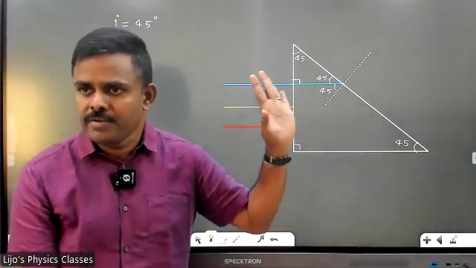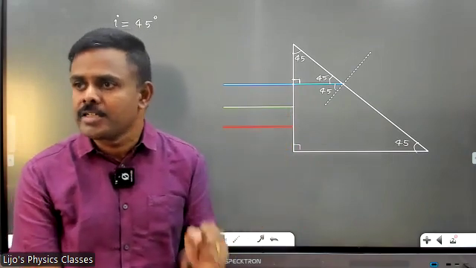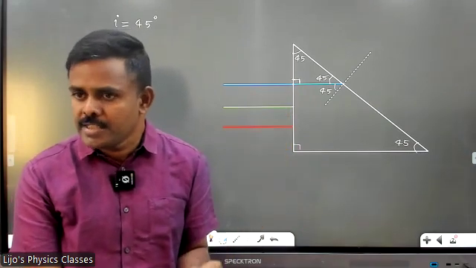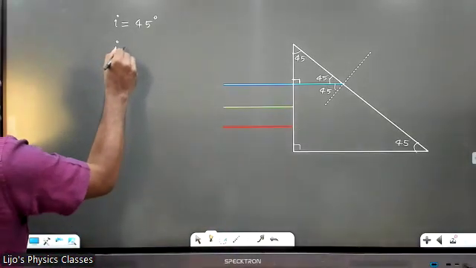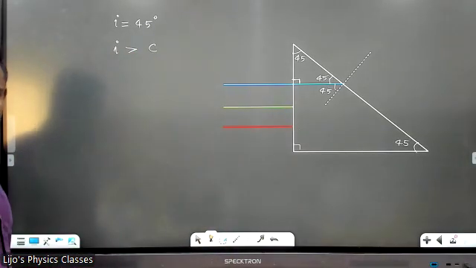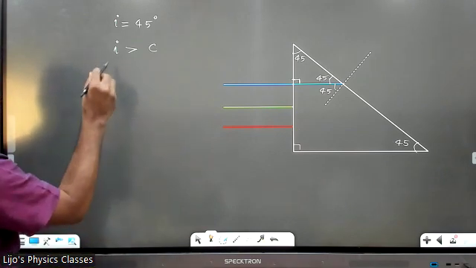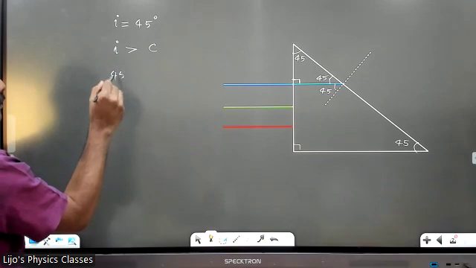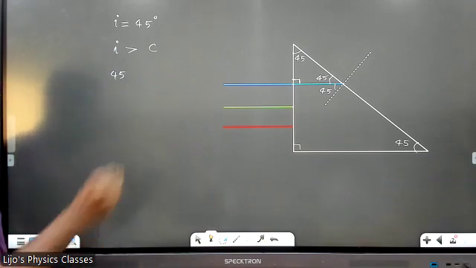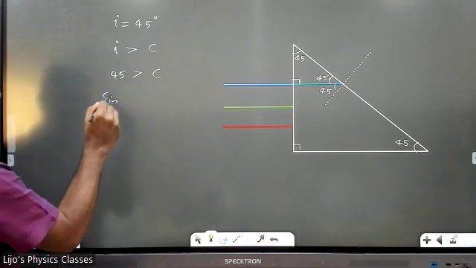Angle of incidence is 45. What is the condition for total internal reflection? Angle of incidence must be greater than the critical angle. Listen to me, please. Angle of incidence, which is 45 here, should be greater than the critical angle. I take sine on both sides.